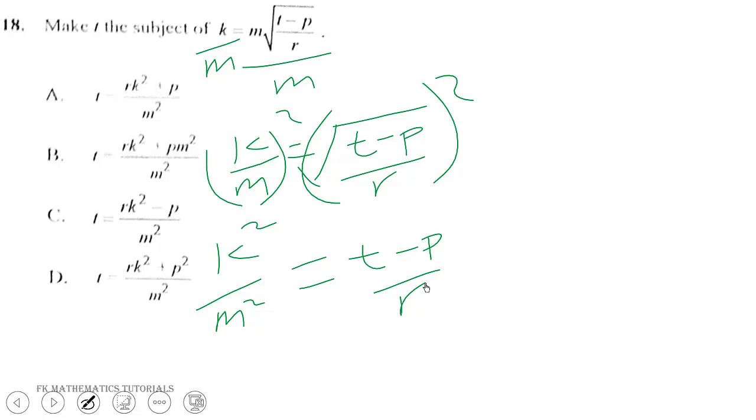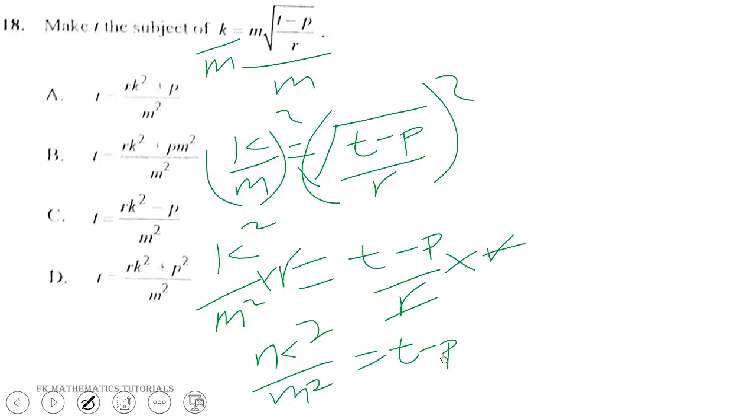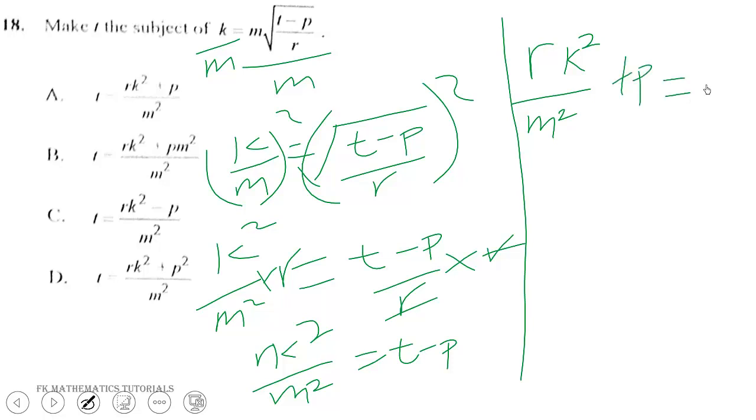Now let us multiply both sides by R. Then this will cancel this. So we are left with R K squared over M squared is equal to T minus P. So what we do is to add P to both sides. So we have R K squared over M squared plus P is equal to T.